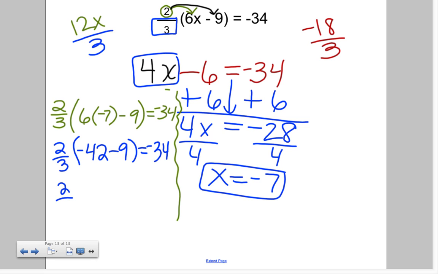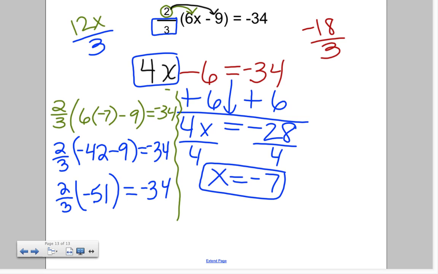Okay, so now I have 2/3 of what number? Well, when you put these two together, what do you get? When you put those two negative numbers together, Thomas, what do you get? 51. Negative 51 is equal to negative 34. Oh, 2/3 of 51 have to be 34, negative 34. All right, you guys ready to do that in your head?